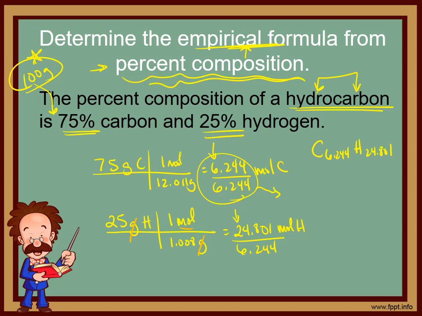So now I have 1 mole of carbon. When I do 24.801 divided by 6.244, calculator tells me 3.97. I'm going to round that to 4 moles of hydrogen. So now, by dividing both of these by 6.244, I can write a better formula.